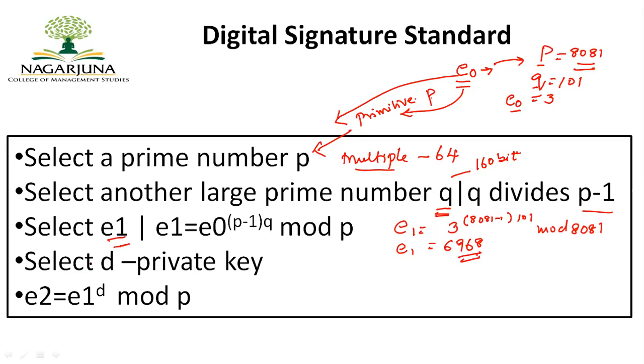Now the next thing we have to do: we have selected the public key E1, and now we have to select a private key called D. Let me take the D value as 61.